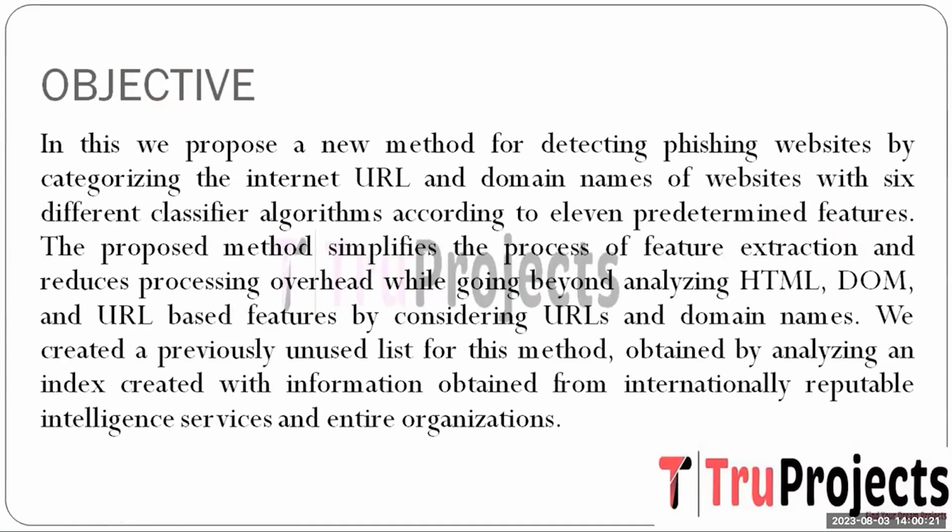In this study, we introduce an innovative approach to enhance the identification of phishing websites. Our project involves the categorization of the internet URL and domain name, employing 6 distinct classifier algorithms based on 11 predefined attributes. Notably, our method streamlines feature extraction, minimizing the computational burden, and extends its scope beyond scrutinizing HTML, DOM, and URL related attributes by incorporating the analysis of URL and domain name.